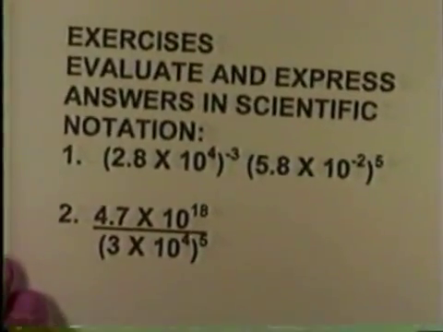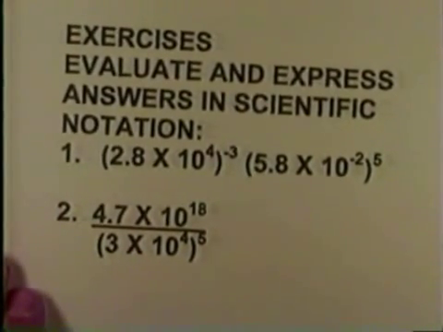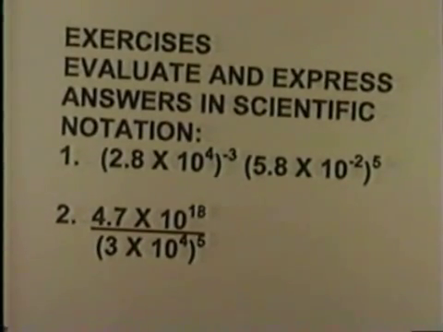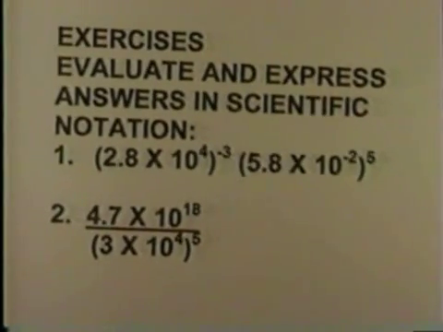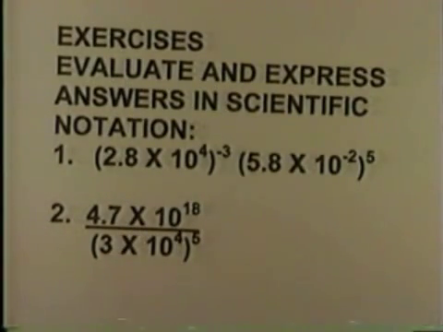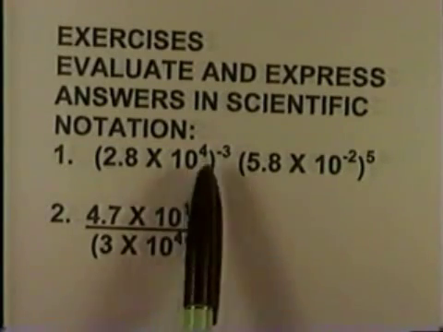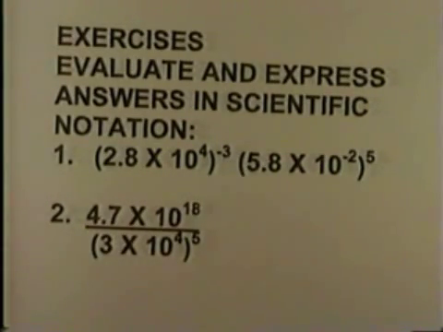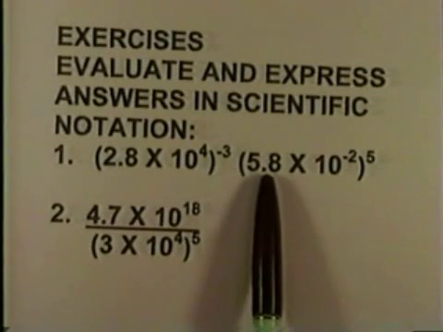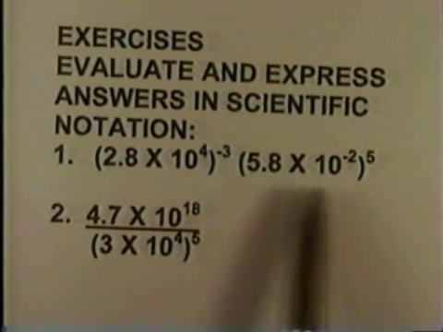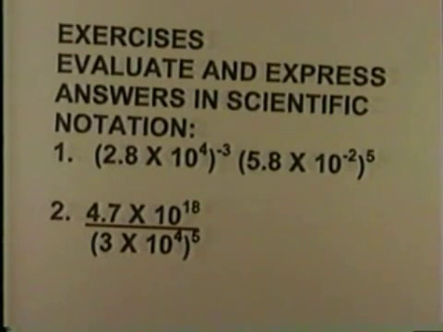Now I have some more exercises for you. And you know the drill. You copy the problems, stop the tape, work the problems, restart the tape to check your answers. Now I want you to evaluate and express the answers in scientific notation. The first one is 2.8 times 10 to the 4th, all raised to the negative 3 power, times 5.8 times 10 to the negative 2, all raised to the 5th power.